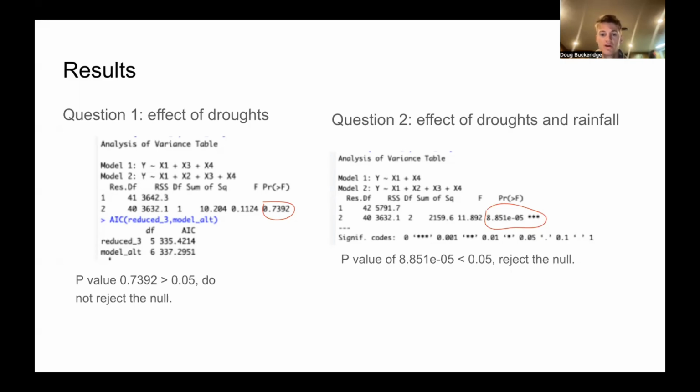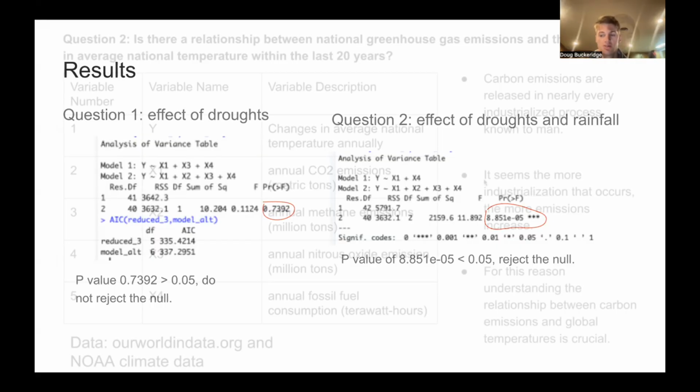This probably points to a couple potential limitations, such as a small sample size, and also just the way the data was presented for drought specifically may not have been too specific, but it was an interesting result.